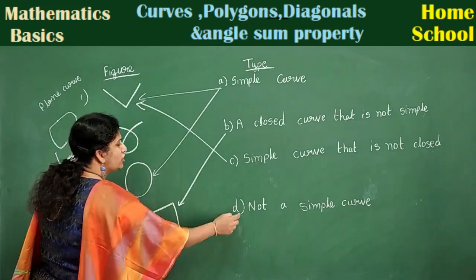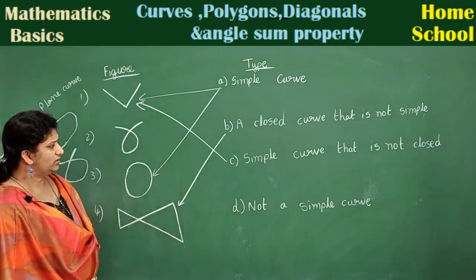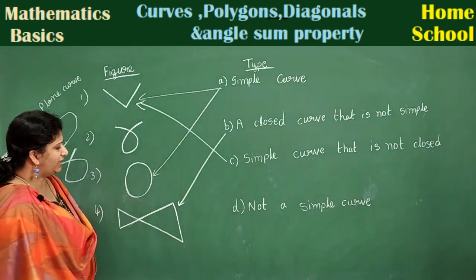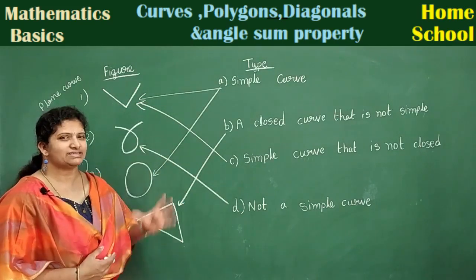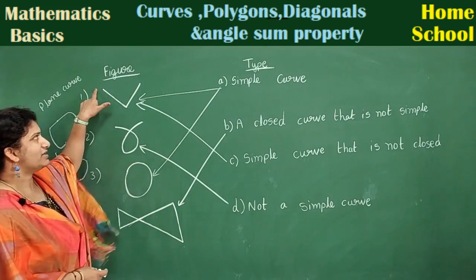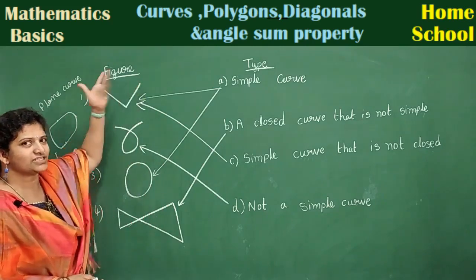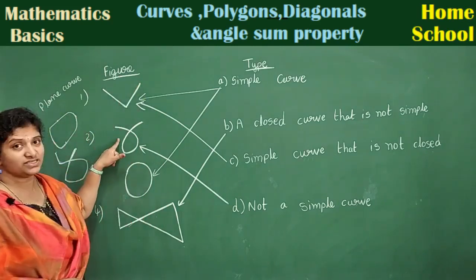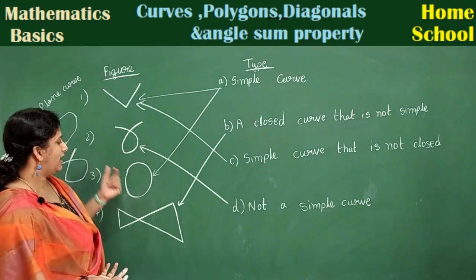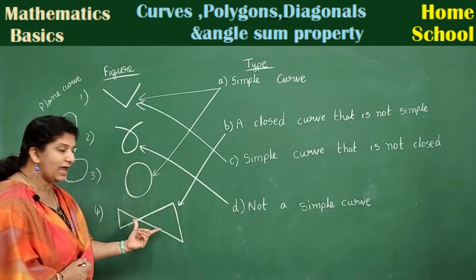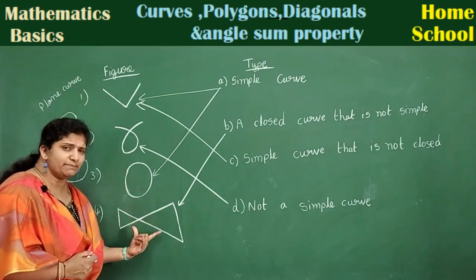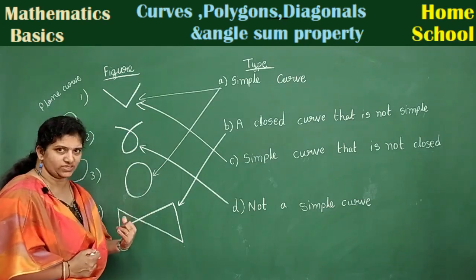Okay. Next. Not a simple curve. Where is it? Yes. Once again let us see the curves here. See here, this is a simple curve which is not closed. This is not a simple curve, and this is a simple curve which is closed. And this is not a simple curve but it is closed.